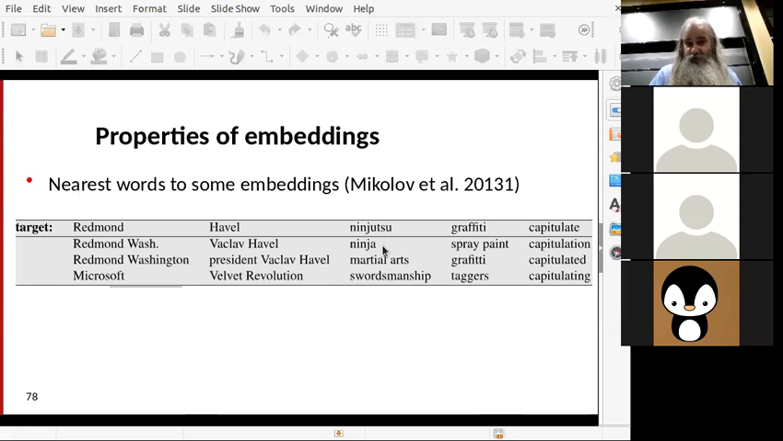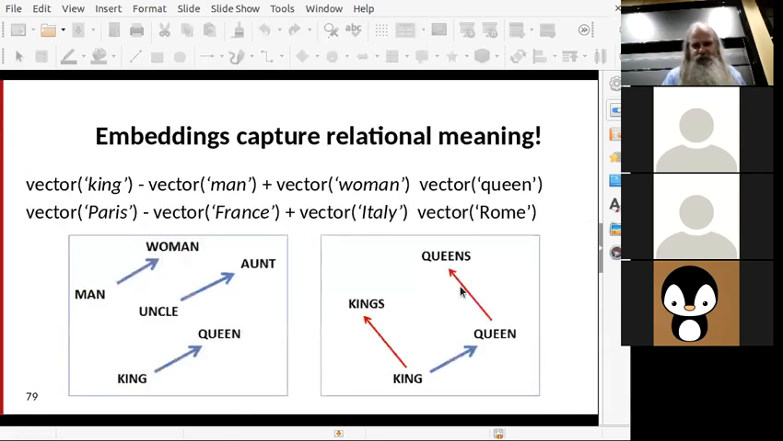Ninjutsu is related to ninja, martial arts, swordsmanship. Graffiti is related to spray paints. Graffiti is spelt differently, and taggers, etc. So it does get things that are actually similar.